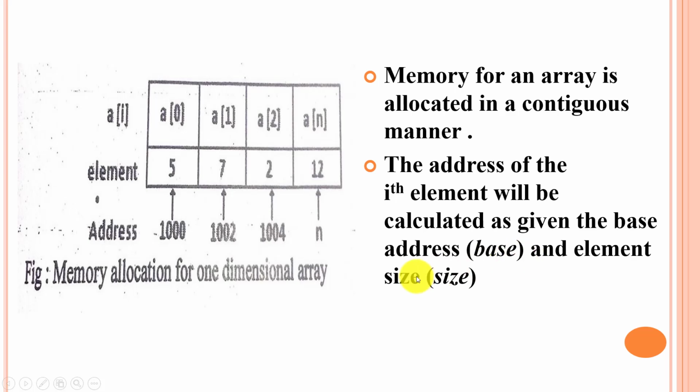Now base address and element size. What is meant by element size? It depends on the data type. Here the data type is integer, so each element of the integer array takes 2 bytes of memory. That's why the address is 1000, then the first element occupies 2 bytes. The second element, at index 1, again occupies 2 bytes, that is 1002, 1004, and so on.